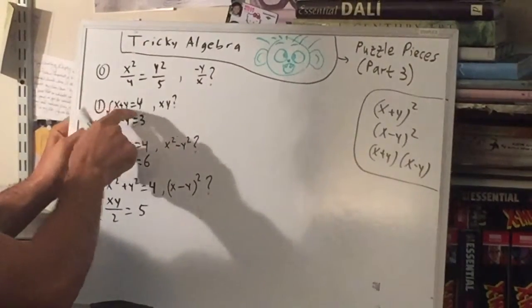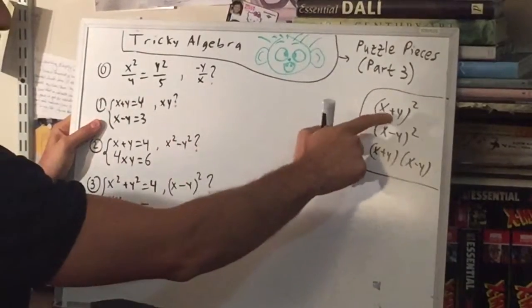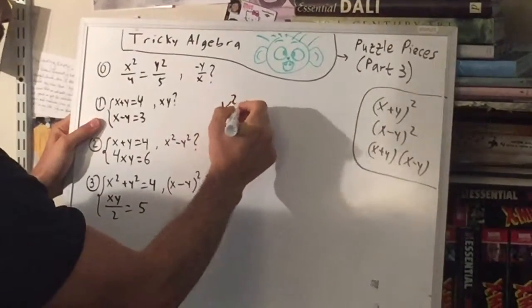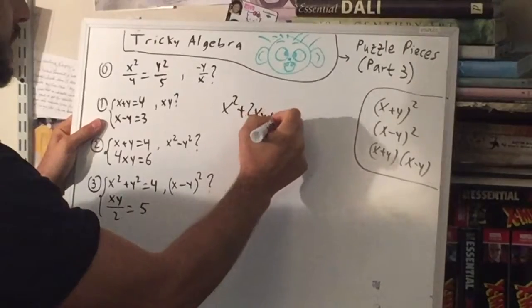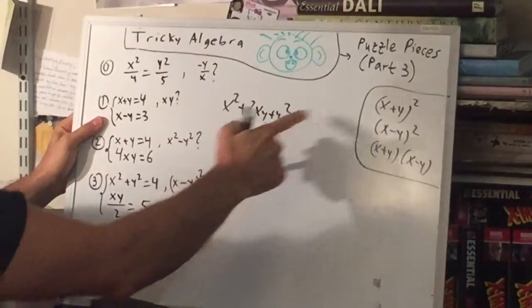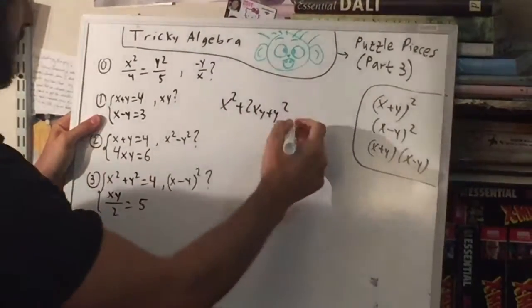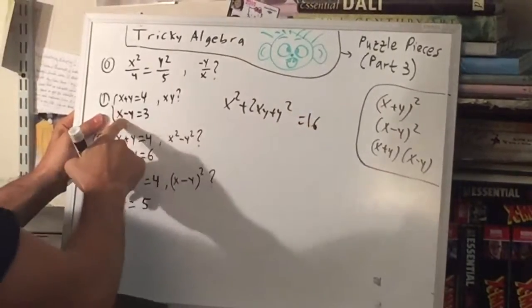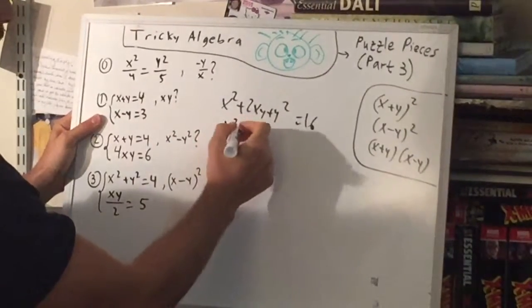If we square this whole equation, that involves knowing what that is. So that's x squared plus 2xy plus y squared. Again, if you're wondering how I got this, you need to go review expanding and factoring. So that's 16. Squared this whole equation.